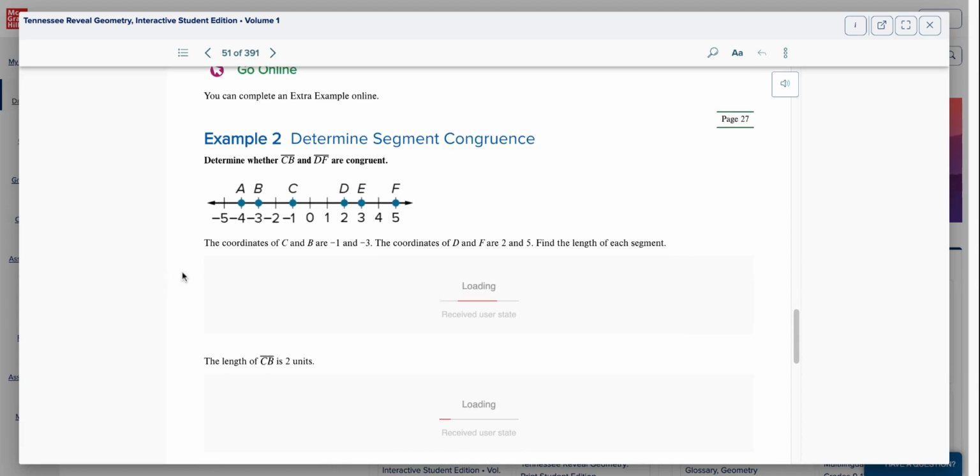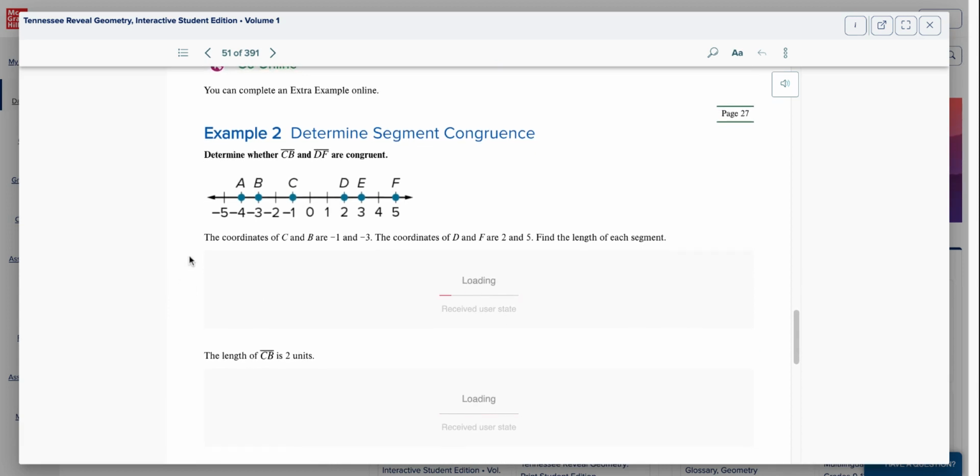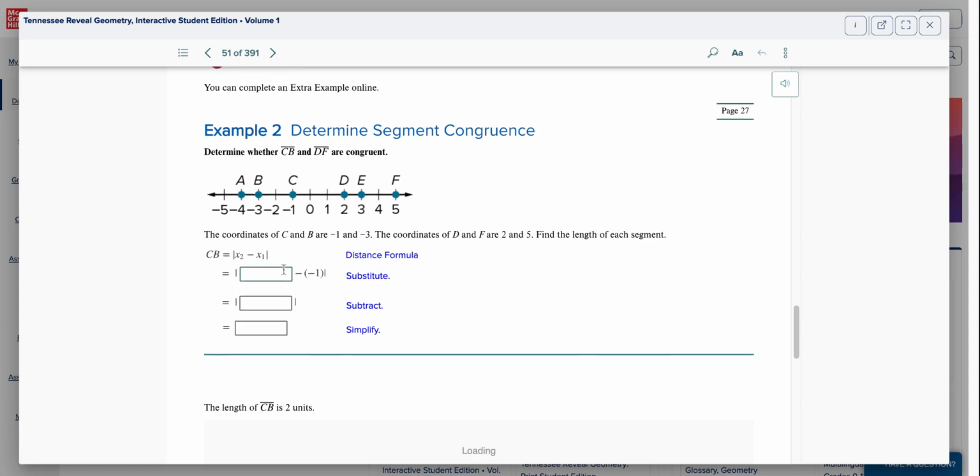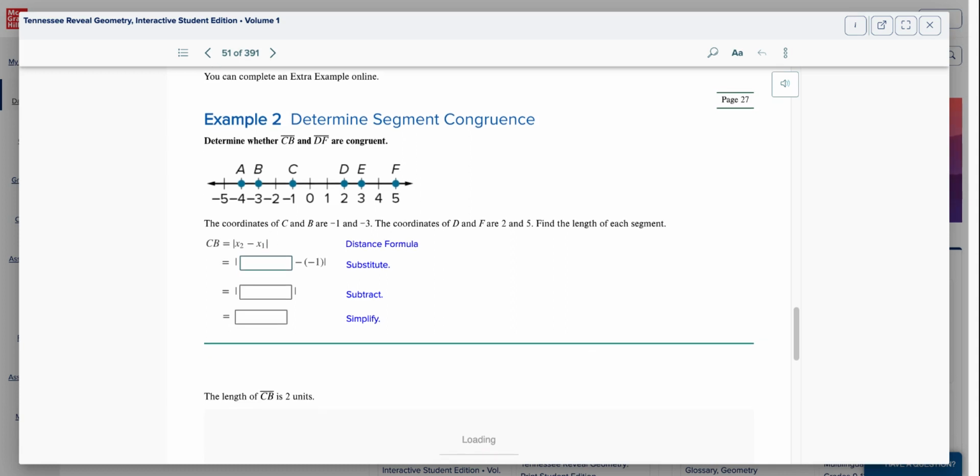And here comes example number 2. All right, determine segment congruence. Now, remember, the word congruent means they have the same measure, the same length, the same distance. Again, I want you guys to notice they do this by the absolute value because they're using the technical definition. I'm a shortcut kind of person, so I'm going to show it their way, and then, of course, I'm going to do it my way. All right, they want to determine whether CB and DF are congruent.